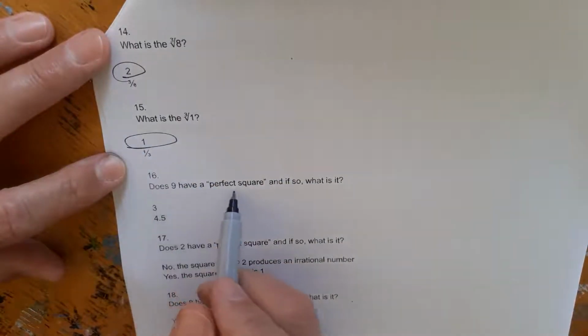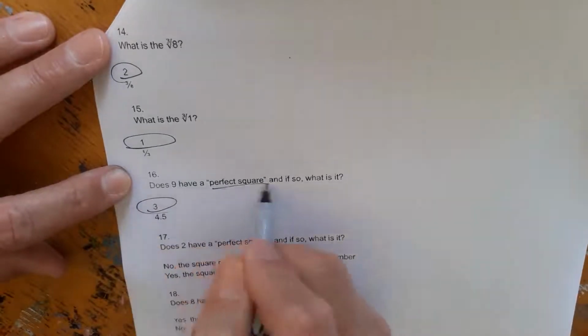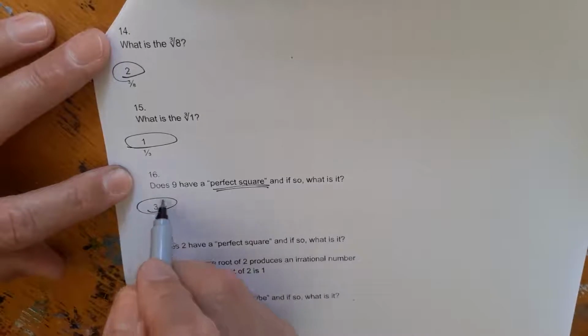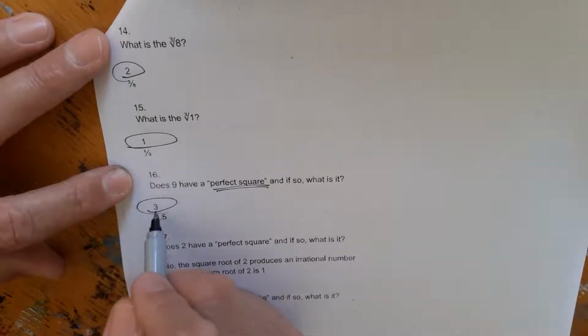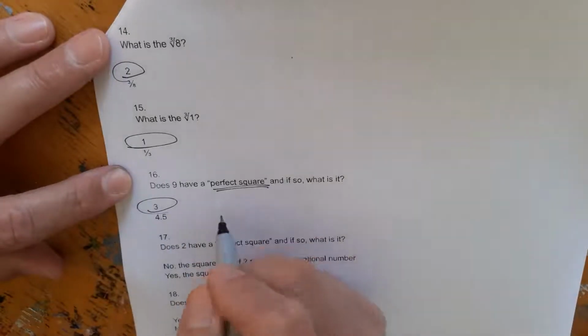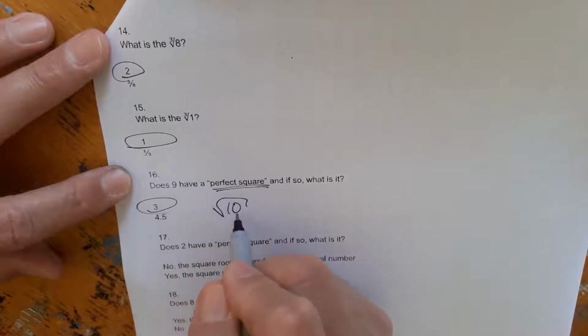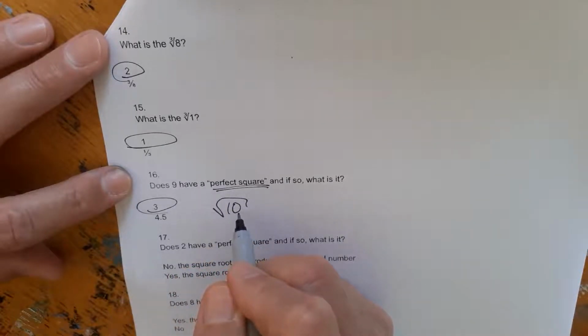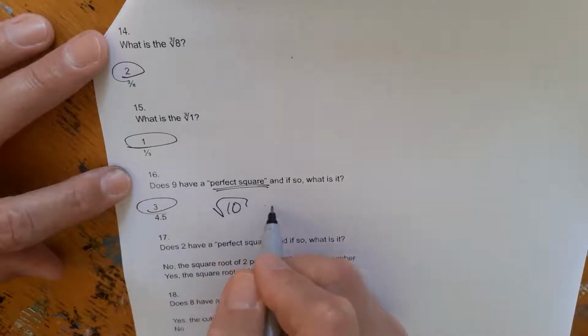Does 9 have a perfect square? If so, what is it? It's called a perfect square because it is an integer times itself. It's not a decimal, right? So if you have 10 and you take the square root of it, just type it into your calculator. You're going to see right away it's not an integer. It's got a bunch of decimals after it.